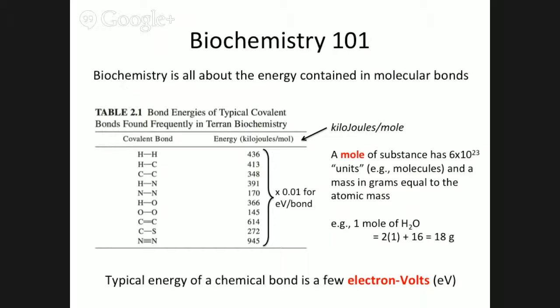So NH3. We know the H's form one bond. And that tells us how many bonds nitrogen forms. 3.